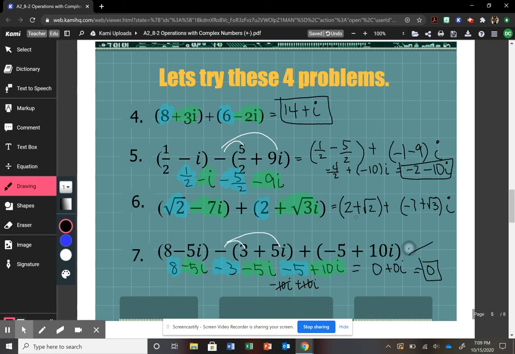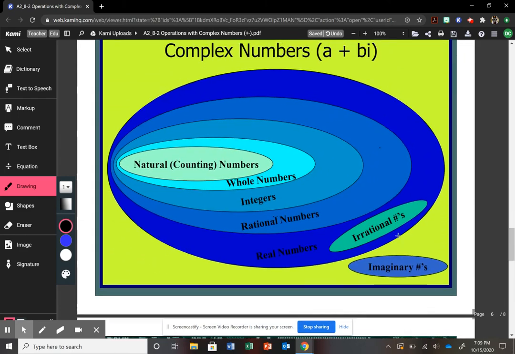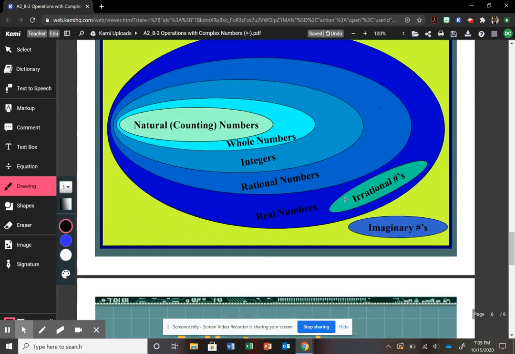And if you're being asked to write it in a plus bi form, then this would be the correct way to write that. Okay? But I'll accept both. Okay, I'm going to skip this set here.